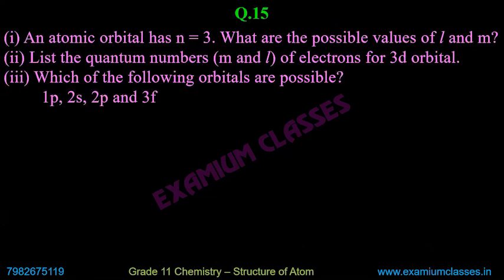Next, an atomic orbital has n equals 3. What are the possible values of l and m? So quickly, many hands raised. It means confidence level in this section seems high. Lakshya here. Yes, Lakshya, you have raised your hand. Tell me the answer.